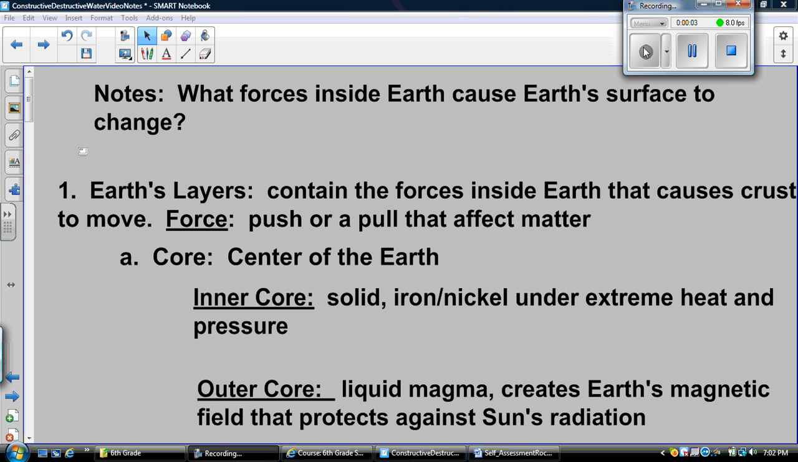Okay, so now that we've learned about what Earth... sorry about that, that was my phone. Okay, so as I was saying, we learned about how rocks make up the Earth's surface.